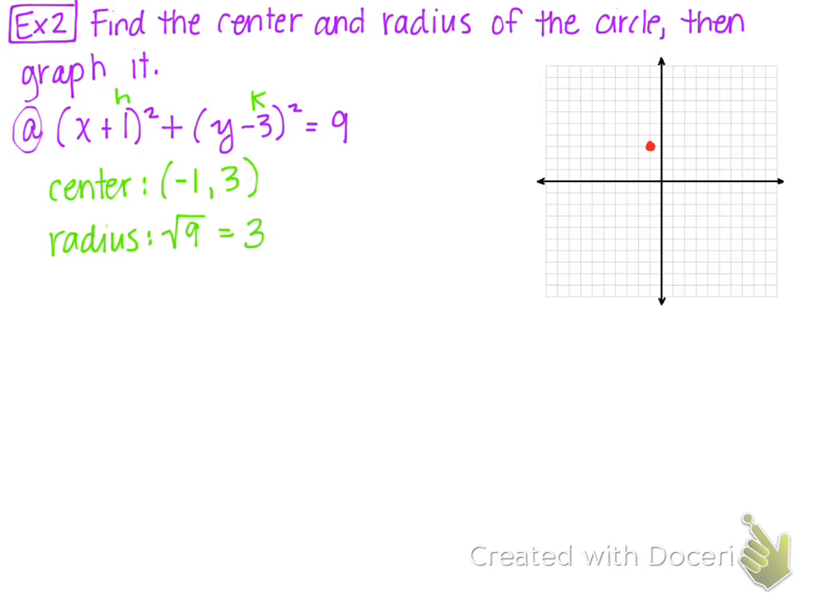Now, nobody can draw a perfect circle, so these are really just sketches. So from the center, we're going to count out 3 units, and we have a point here. From the center, we count up 3 units, and we have a point here. We count left 3 units, and we have a point. And then we count down 3 units, and we have a point. So here's our circle. Doesn't have to be the most beautiful thing in the world, but here we go. So that one was fairly easy because it was already in standard form. So let's look at another example.